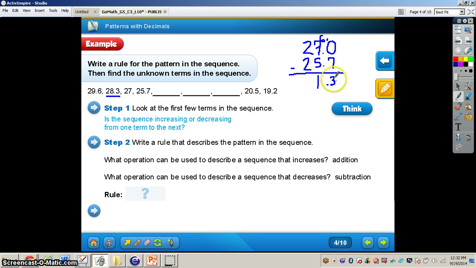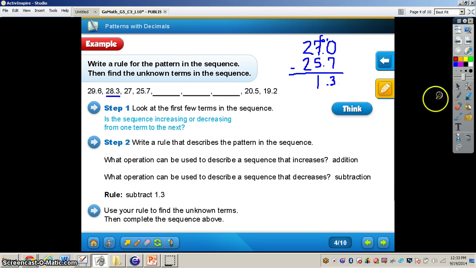So what I need to do now, take my 25 and 7/10 and subtract 1 and 3/10 from it and keep on moving here. So we can see that our rule is subtract 1 and 3/10. Now after we have done that, we can use that rule, and we need to find the unknown terms to complete the sequence above. So what we have to do, 25 and 7/10 minus 1 and 3/10.